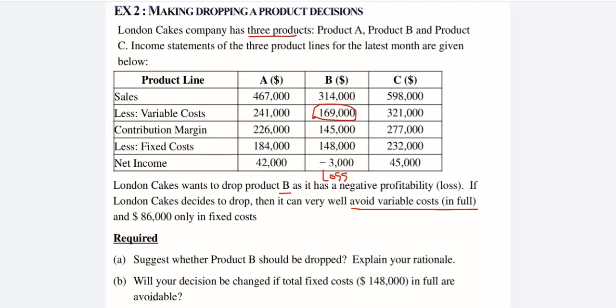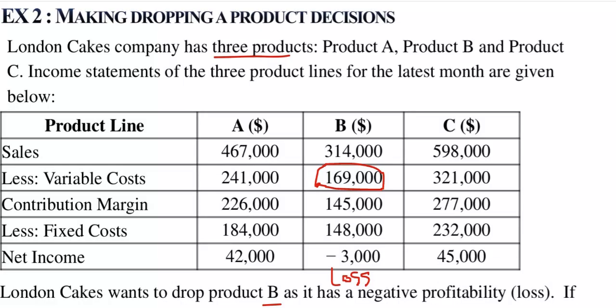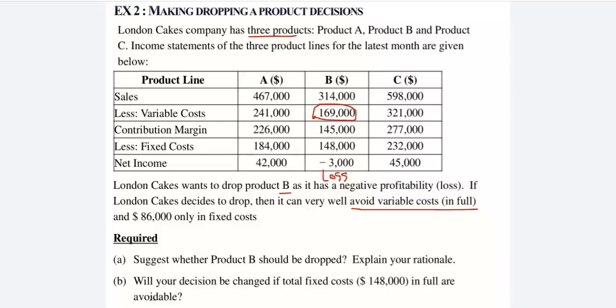So for fixed cost, it is usually not avoidable. Fixed cost is usually not avoidable. Okay? But if he mentions that part of the fixed cost will be avoidable, that's fine. So what did he say? And $86,000 only in fixed cost. It means it can avoid $86,000 in fixed cost.